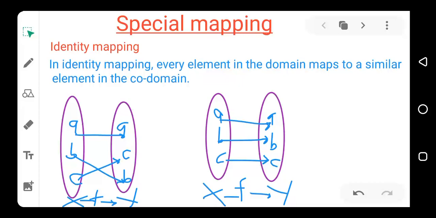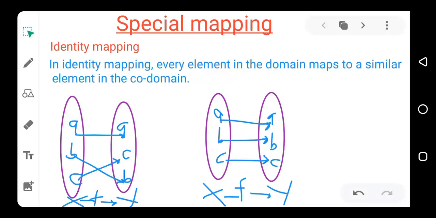Identity mapping, this is a type of mapping in which the elements in the domain have images that look exactly like them in the codomain. That means if the element in the domain is 1, it is going to map to 1 in the codomain, an element that looks similar to the element in the domain. That is, the element in the domain looks the same as its image in the codomain.